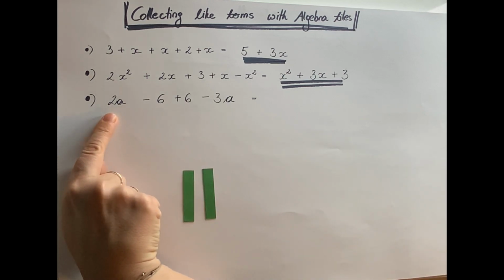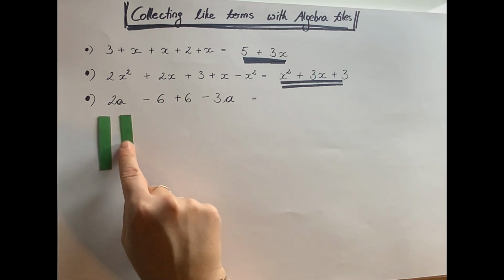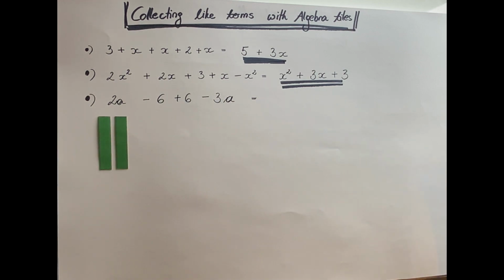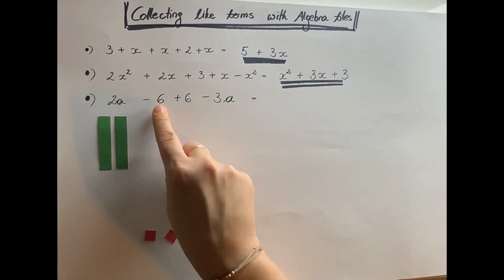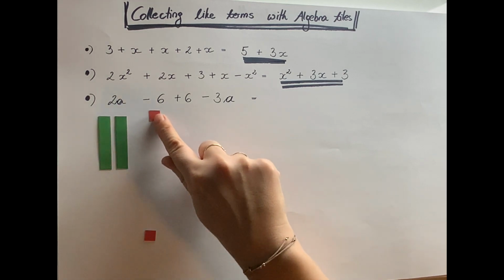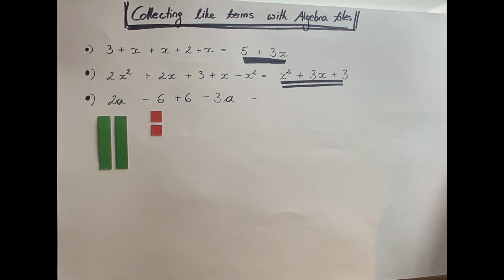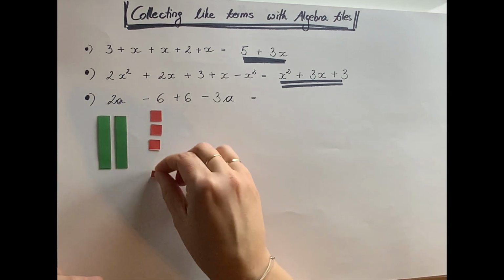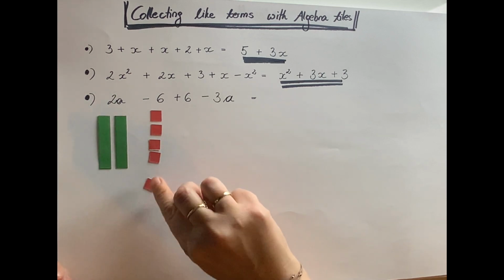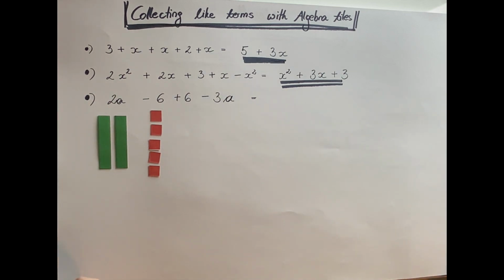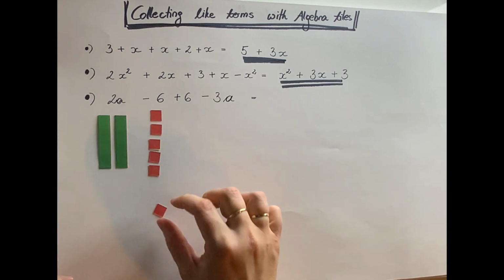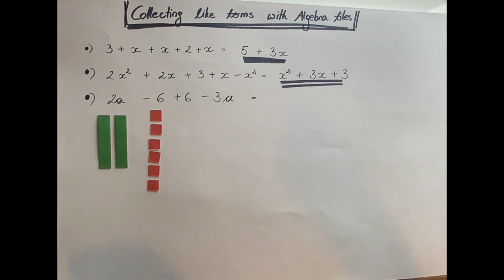And first of all, here we have 2 of these a's. 2a. Then we have negative 6 units. Remember, the negatives are represented with those red ones. Negative always means red. 4, 5, and 6. So 6 negative units. Negative 6.